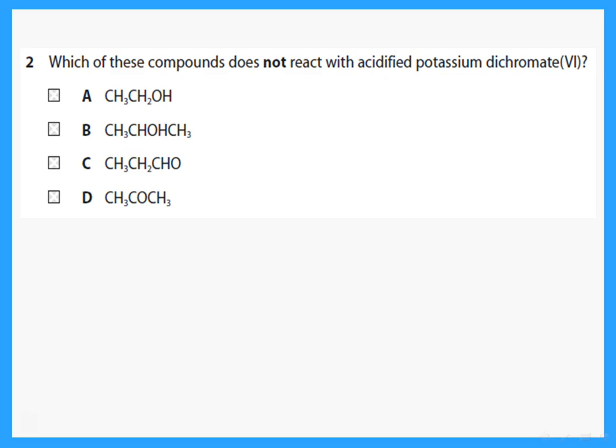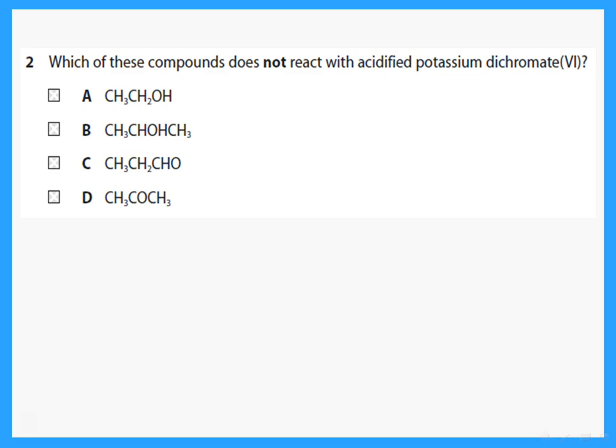The next question says, which of these compounds does not react with acidified potassium dichromate? Remember, potassium dichromate is an oxidizing agent. It would react with a primary alcohol, because a primary alcohol like ethanol in choice A would react with potassium dichromate and form an acid.